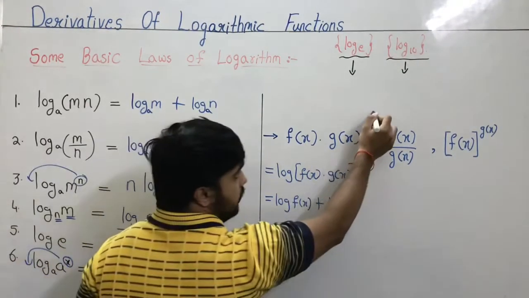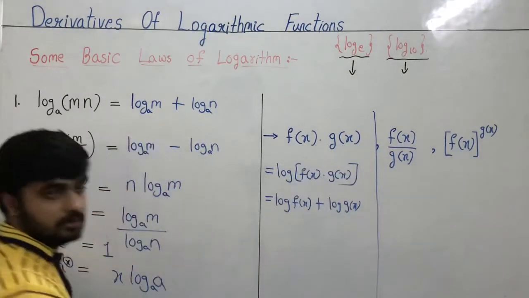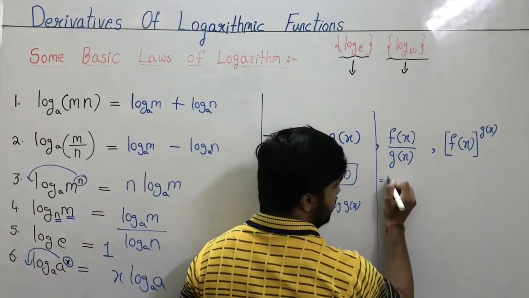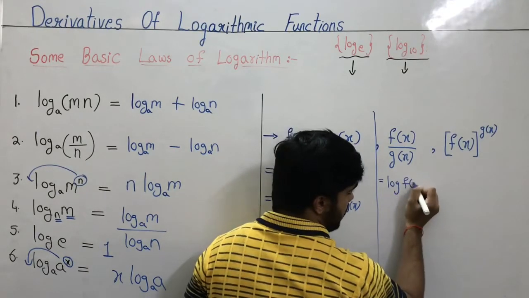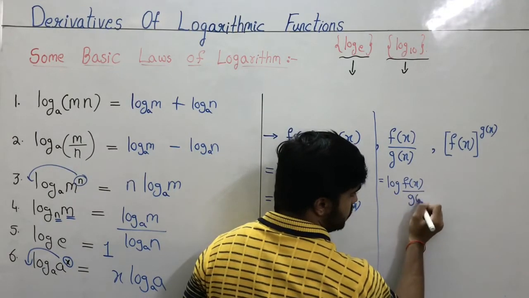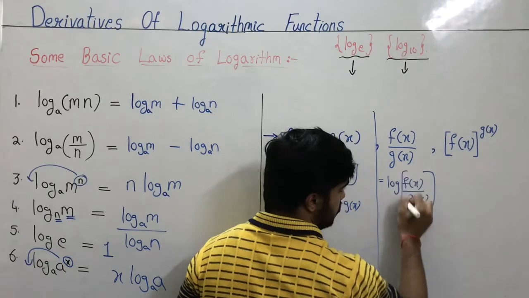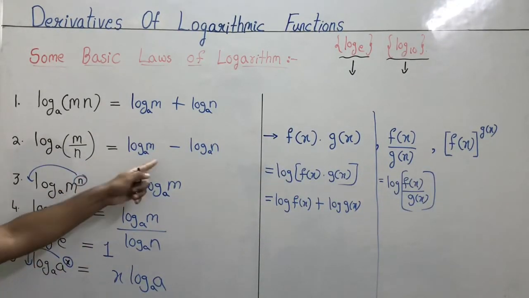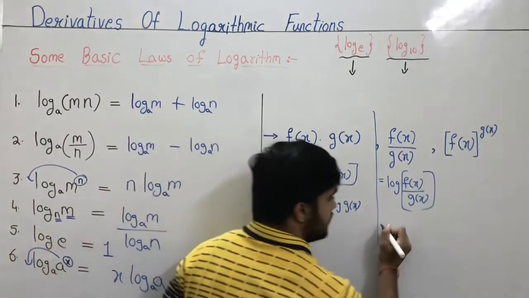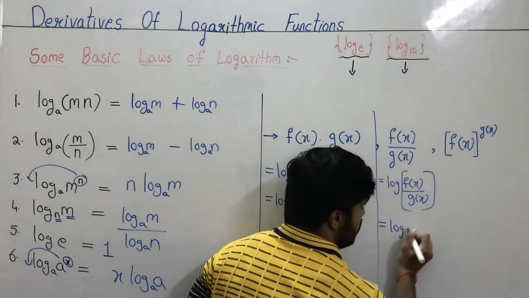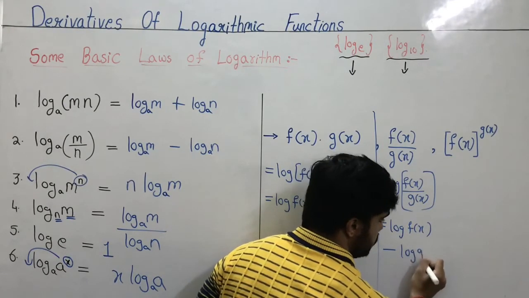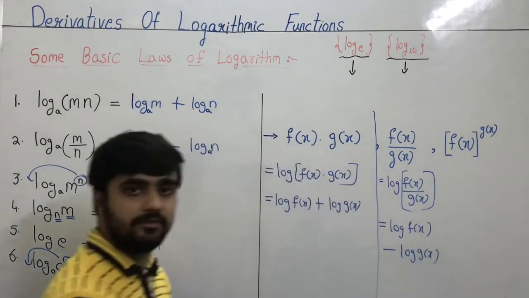Okay, now if two functions are in division, so we have to apply log to this function. So it will be log of f of x upon g of x. So it is same as this function, that is log m upon n. Now we know that it is separated by subtraction. So we can write log f of x minus log of g of x. Now we can solve it further.